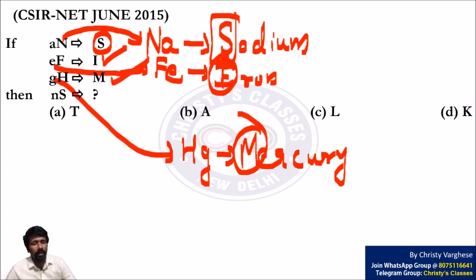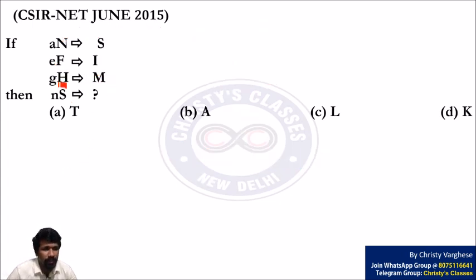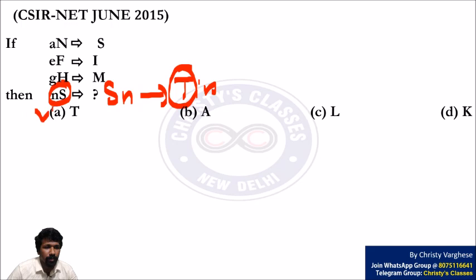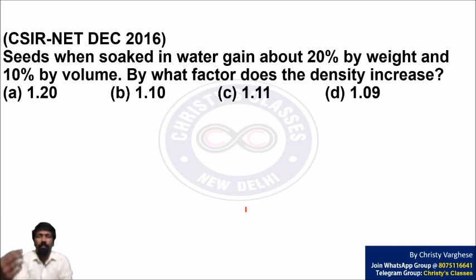So we are convinced that this is the rule. Once you are convinced that this is the rule, NS reversed is SN. SN is tin. Tin's first letter is T. That is why option A, T is the answer. Yeah, school day chemistry, school day physics is enough to do this question also.